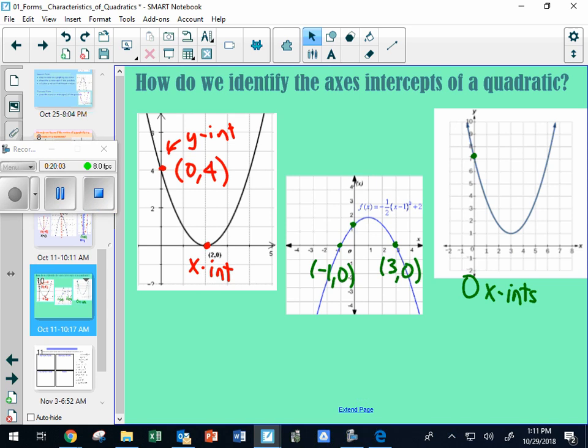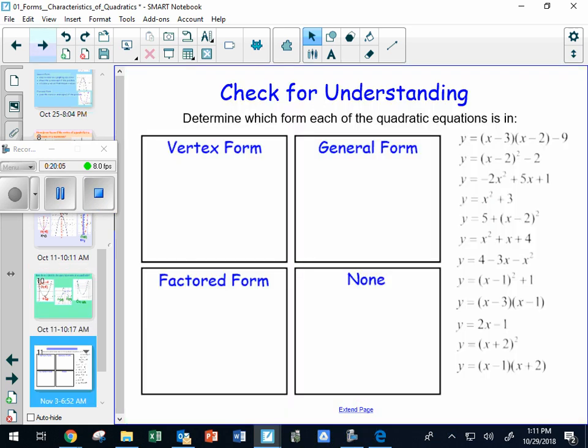What we're going to do for the next 5 minutes is look back at the 3 forms that we learned today. For all of these over here, each fits either into one of these 3 forms or into the none category. I'll give you a hint. This first one here, what does it look like? It looks factored, right? It looks factored, but there's a -9 at the end. That means it's not really factored. So this first one here actually belongs in the none category.